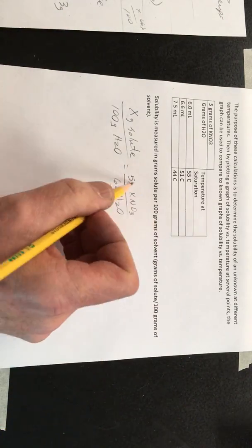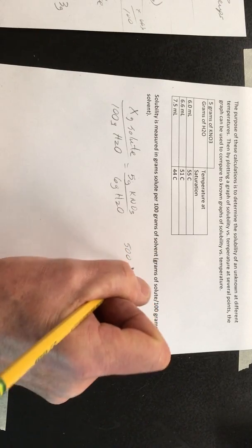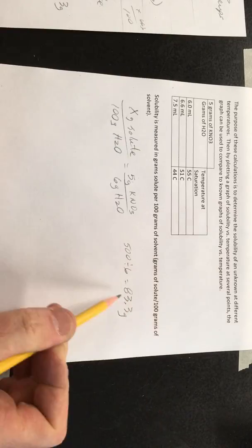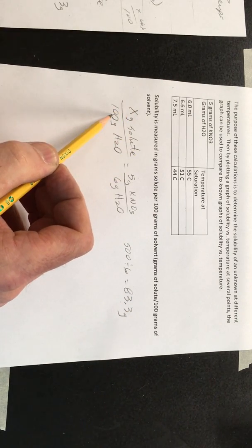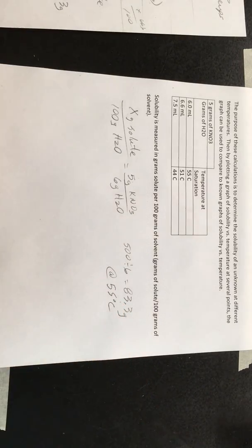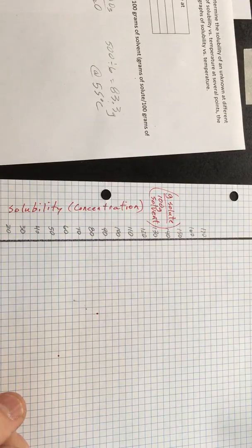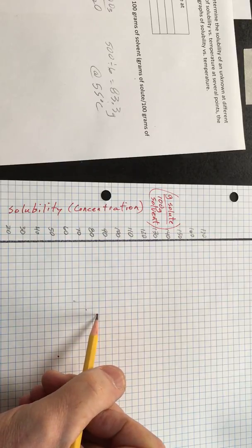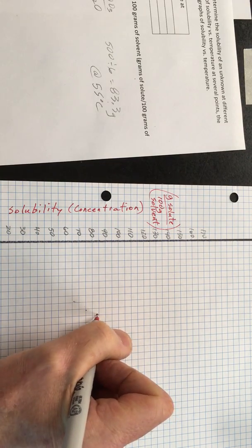So we're going to cross multiply and divide, and when we do that, 5 times 100 is 500, then divided by 6, and that gives us 83.3 grams of potassium nitrate would dissolve in 100 grams of water at 55 degrees Celsius. So I'm going to go to my graph, and I'm going to find 55 degrees Celsius, that's right here, and I'm going to follow that up until I get to 83 grams, and that's right here. So there's my first spot right there. Make that a little bigger.